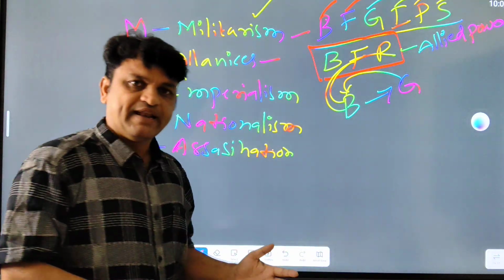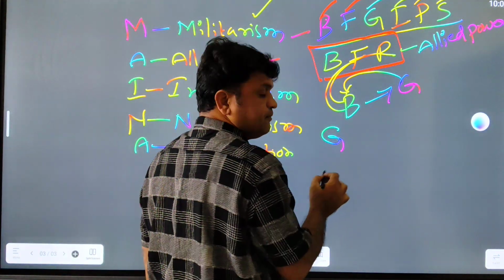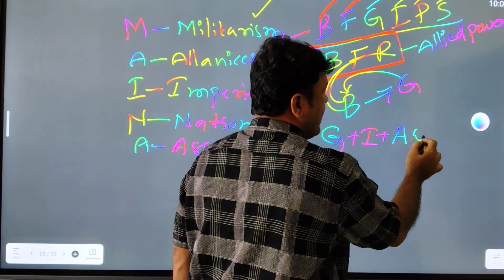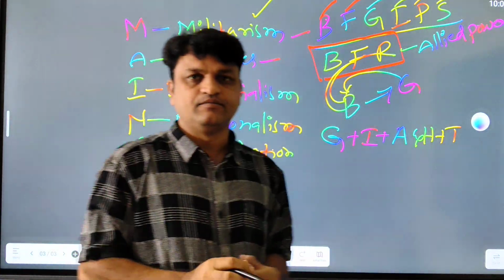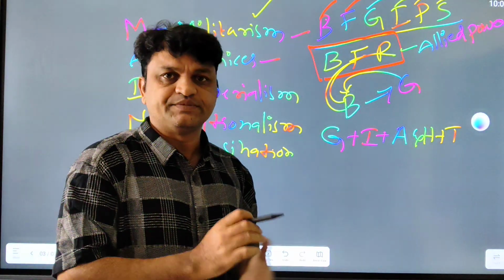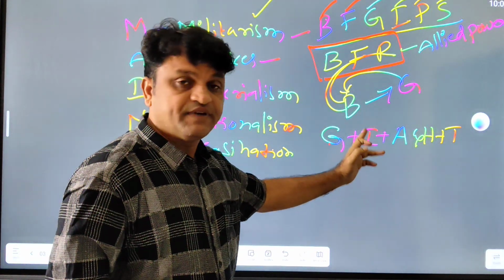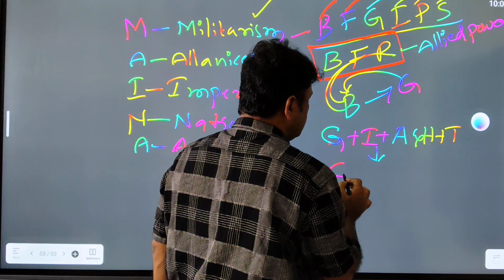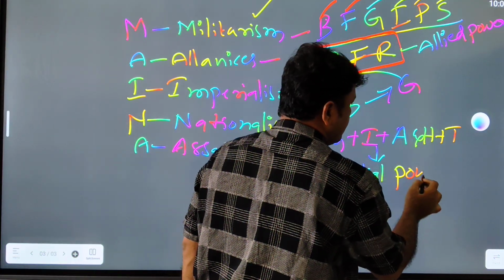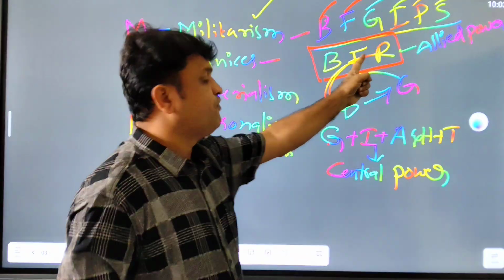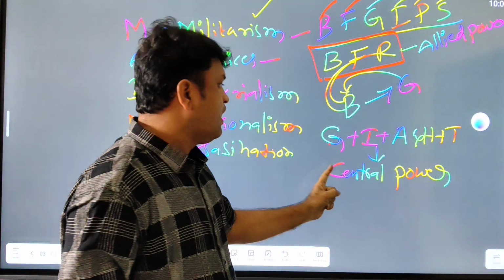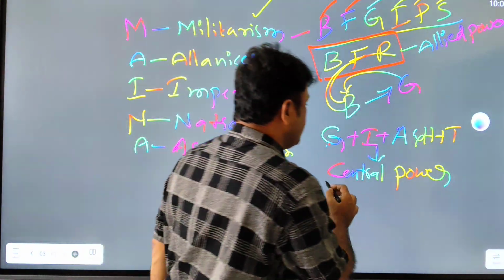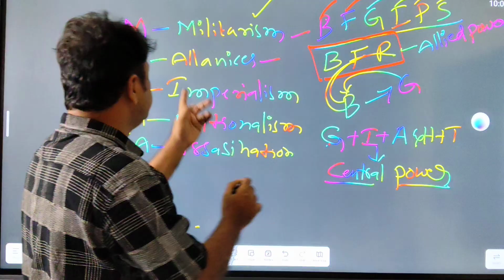Then we have a second set of alliances spearheaded by Germany. G stands for Germany, then Italy, then Austria and Hungary, plus T stands for Turkey. I am writing short to save space. These are called the Central Power. So we have two powers. One is BFR, Britain, France, Russia, the Allied Powers, and we have Germany, Italy, Austria and Hungary, and Turkey, the Ottoman Empire, which are called the Central Power. This is called alliances.